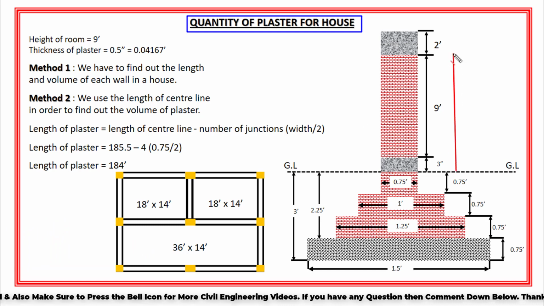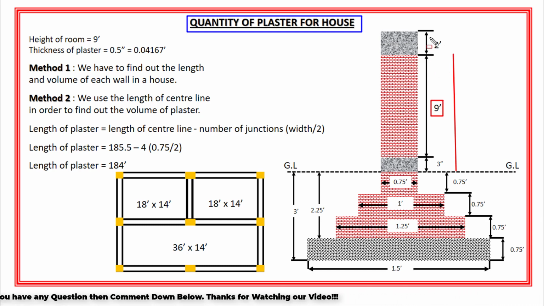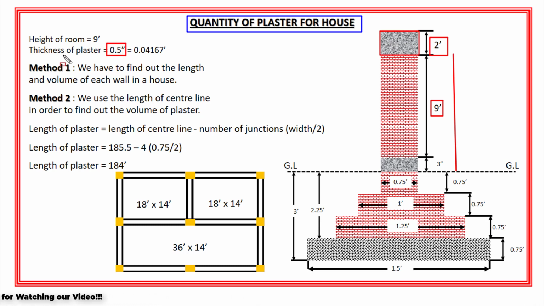Now if you look at the cross section of this house, you will clearly see that the height of rooms and living room is 9 feet without the depth of beams and slab, right? Also the thickness of plaster that we normally provide is half inch. And we know that half inch is equal to 0.04167 feet. Now this is about the thickness and height of the plaster. And after that we have to find out the length of the plaster in order to calculate the volume of plaster in a house. Okay.